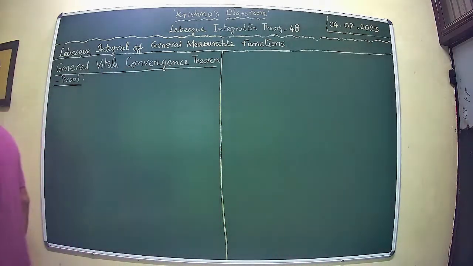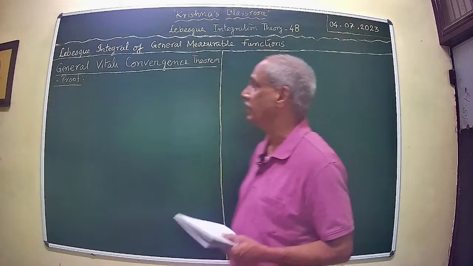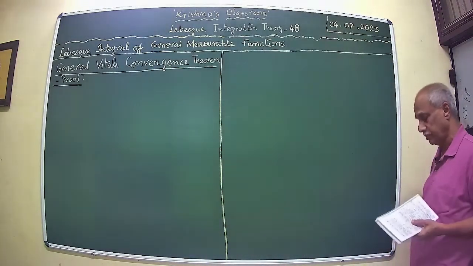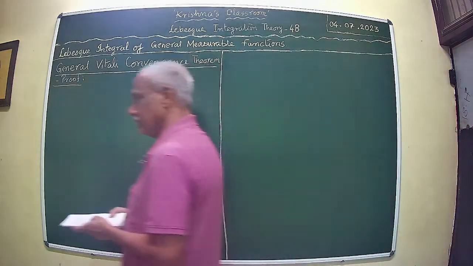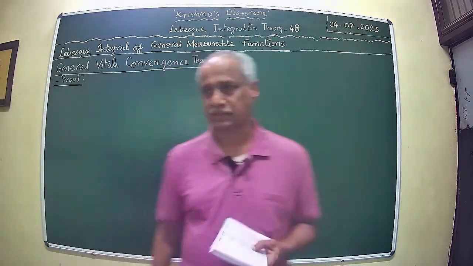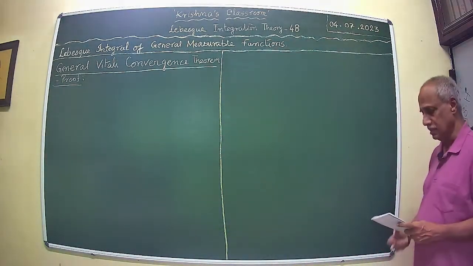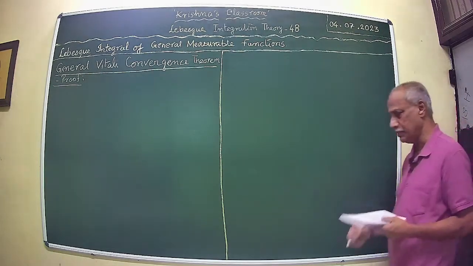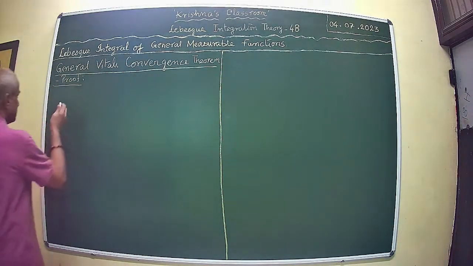We were in the process of introducing a general version of the Vitali convergence theorem. We worked out the preliminaries, and the last thing we did was define the concept of tightness. Then we looked at a couple of examples, two in particular.